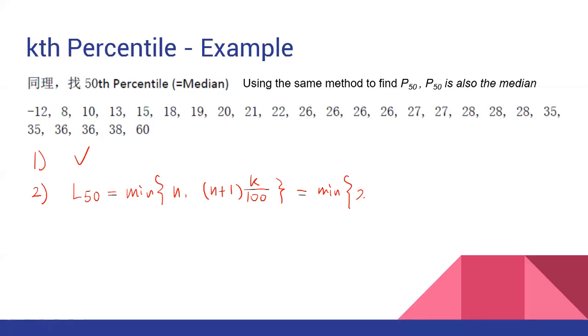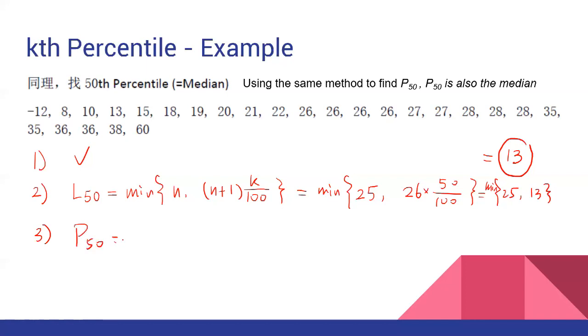Okay, 25 samples, right? So n is 25. Here we have 26 times 50 divided by 100. So it's a minimum value of 25 and 13, which is 13. So the location of P25 is the 13th element, which is 1, 2, 3, 4, 5, 6, 7, 8, 9, 10, 11, 12, 13, which is 26. Okay.